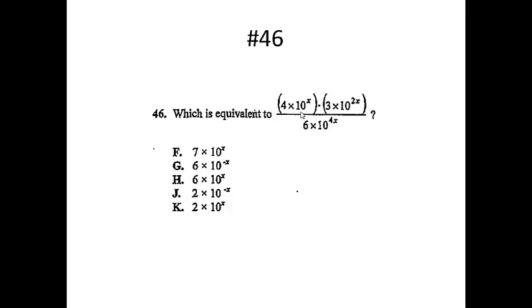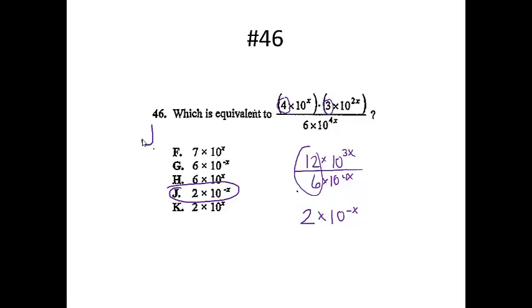46, which is equivalent to 4 times 10 to the x times 3 times 10 to the 2x all over 6 times 10 to the 4x. All right, we're going to multiply the normal numbers, so I'm going to get 12 times, we're going to add the exponents, x plus 2x would give me 3x, and then 6 times 10 to the 4x. Now we're going to divide the normal numbers. 12 divided by 6 is 2, and then times, we're going to subtract the exponents this time. 3x minus 4x would be negative x. So I look at which one matches that, and I do believe that will be choice J.